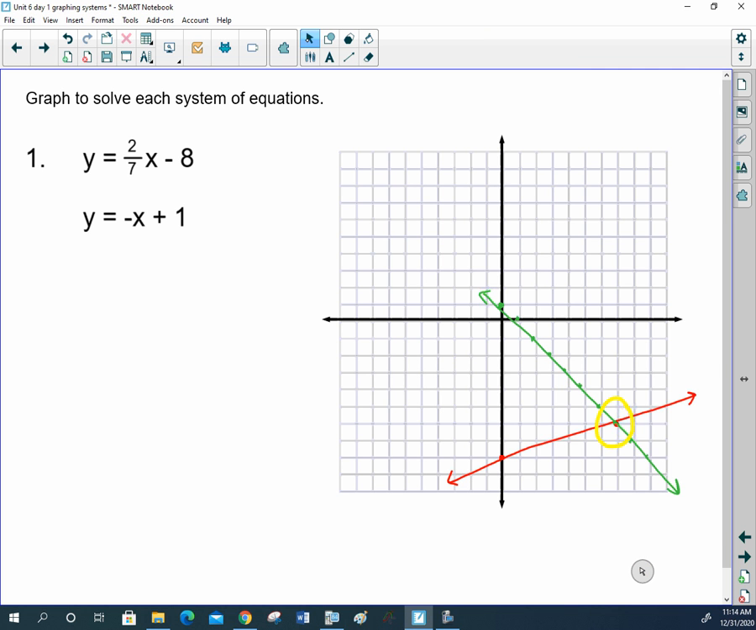So that's the point. What is that? 1, 2, 3, 4, 5, 6, 7. 1, 2, 3, 4, 5, 6. So 7, -6. The solution to this is 7, -6. We're looking for that intersection point.